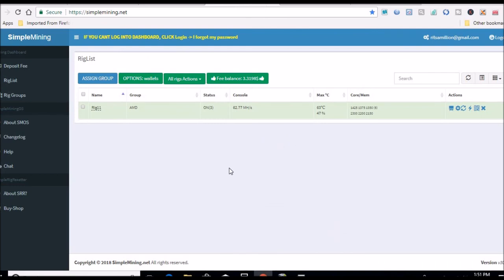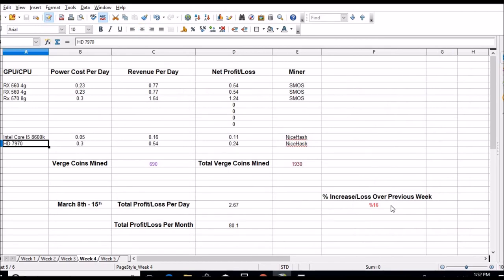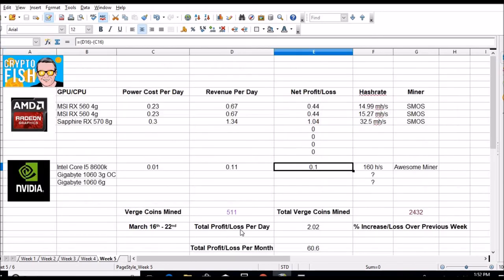I guess that's about it for today, guys. Like I said, tomorrow I'll have these finalized numbers, the total profit loss and per month, and then I'll do the increase or decrease, which I'm sure it's going to be a decrease over last month. So last month we lost 16% over the previous month. That was my finalized numbers right there for last week, 267 a day and $80.10. So as you can see already, we're down. But that's the current climate we're in.